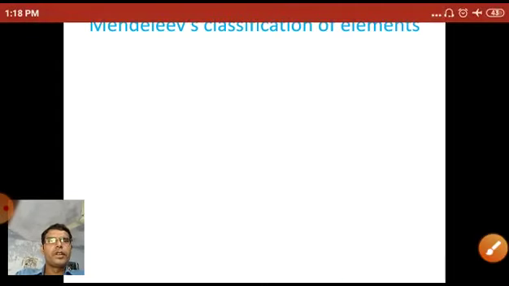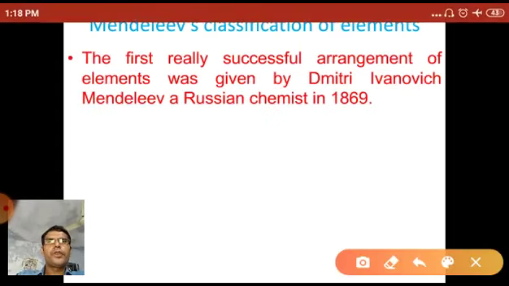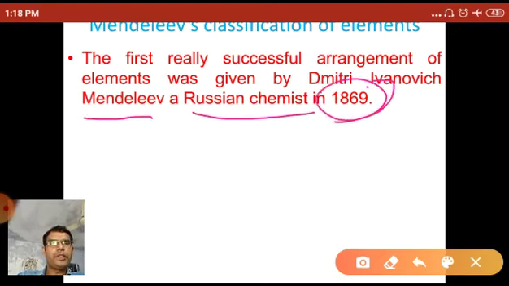Now the next, Mendeleev's classification of elements. The first really successful arrangement of elements was given by Dmitri Ivanovich Mendeleev, a Russian chemist, in 1869. So Mendeleev, a Russian chemist, first successfully arranged the elements in the form of a periodic table.